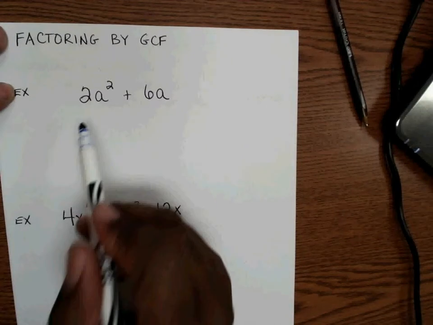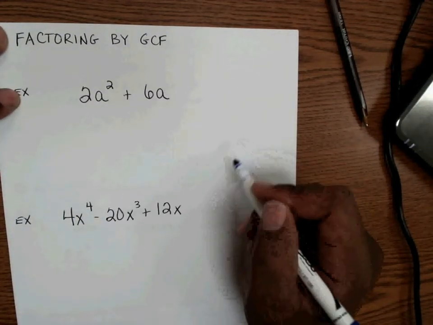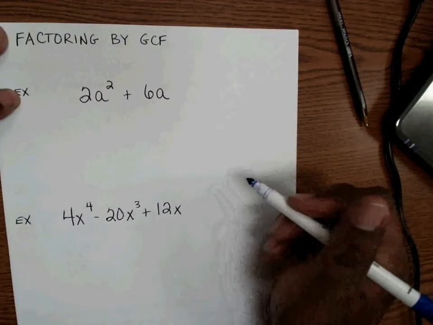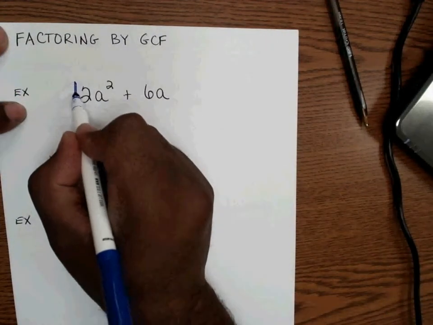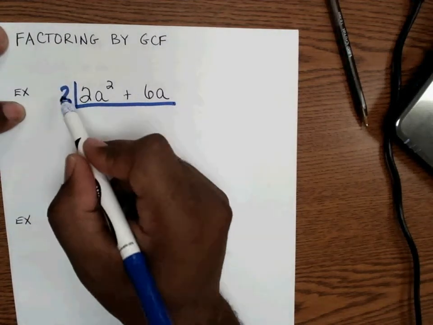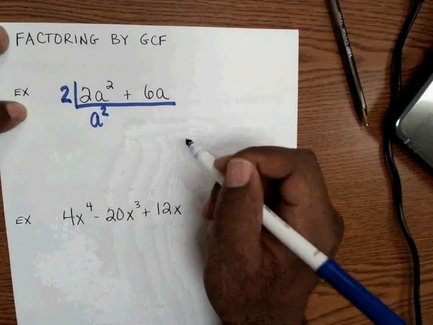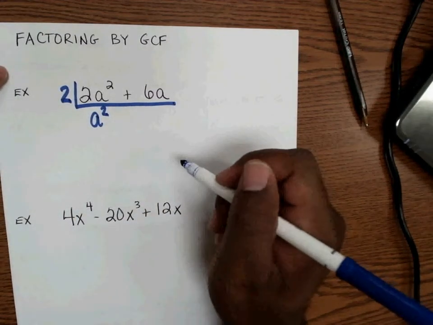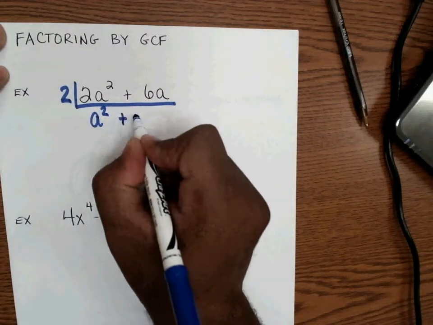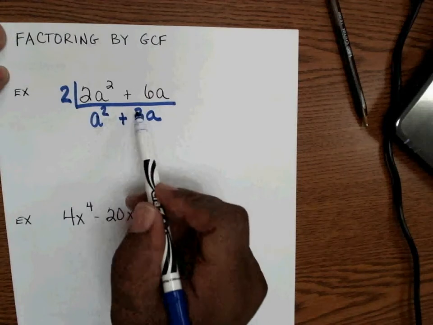In the first example, we look at the two coefficients, 2 and 6. The largest number that will divide into 2 and 6 without giving us a remainder is 2. Okay? 2 divided by 2 is 1, leaving me with just a squared, and it's understood that the 1 is in front of the a squared. And 6 divided by 2 is 3. So we first work with our coefficients.